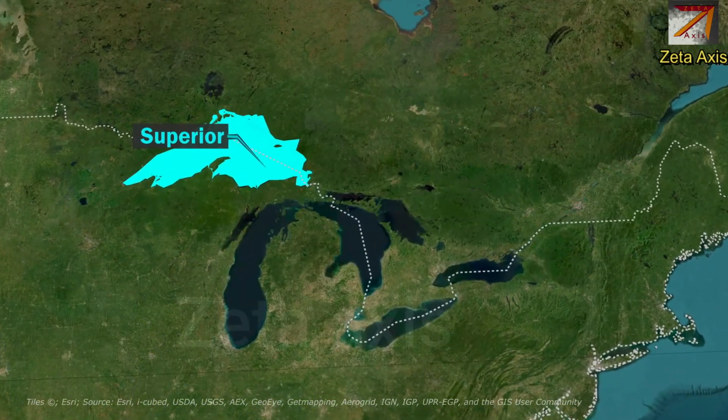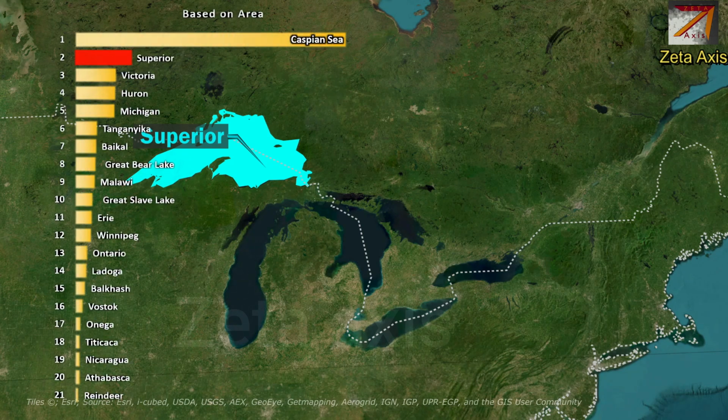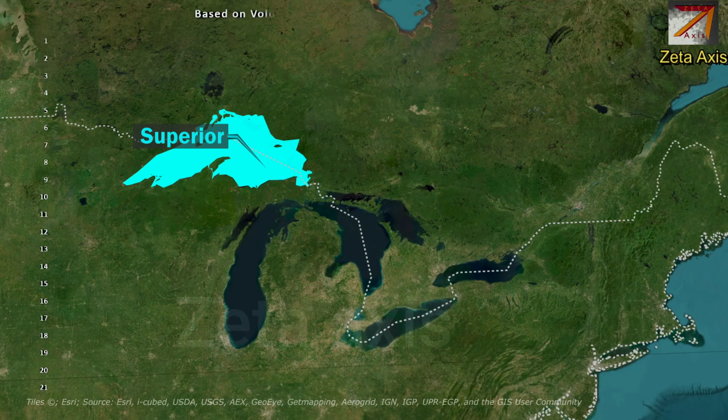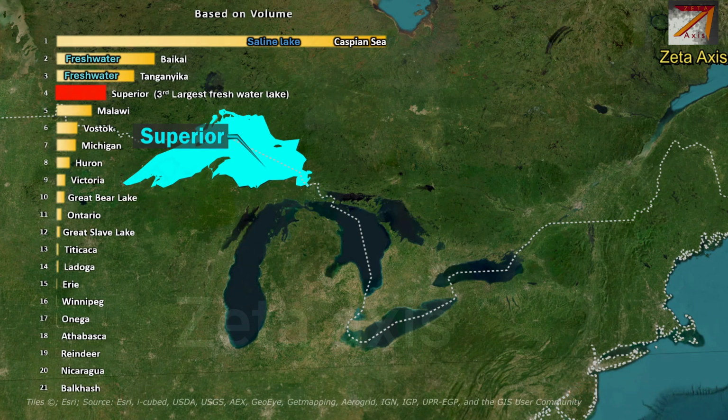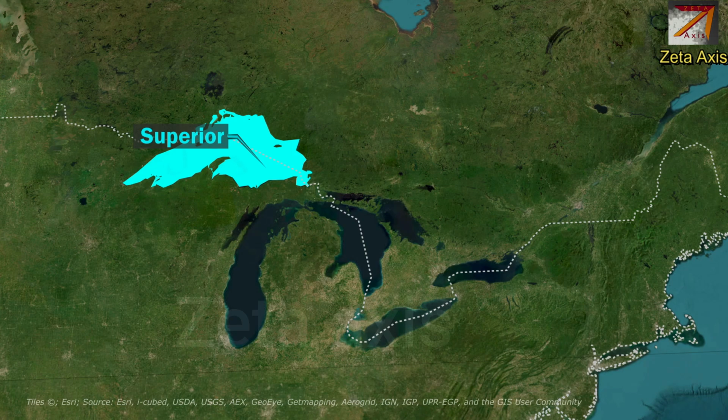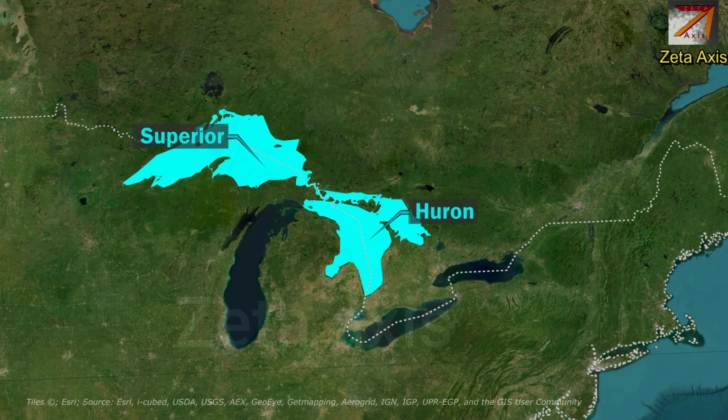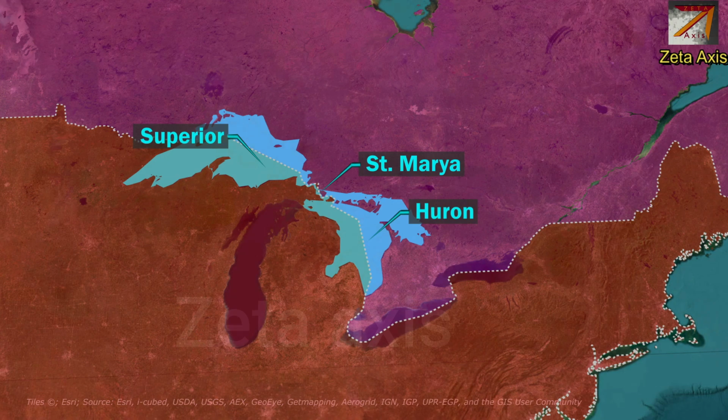Lake Superior is the northernmost and westernmost of all the Great Lakes of North America. Lake Superior is the second largest lake in the world after the Caspian Sea, which is a brackish or saline lake. Lake Superior is the largest freshwater lake in the world by area, and by volume, Lake Superior is the third largest freshwater lake behind Lake Baikal in Siberia and Lake Tanganyika in East Africa. Lake Superior drains into Lake Huron via St. Mary's River. The US-Canada border passes through Lake Superior.